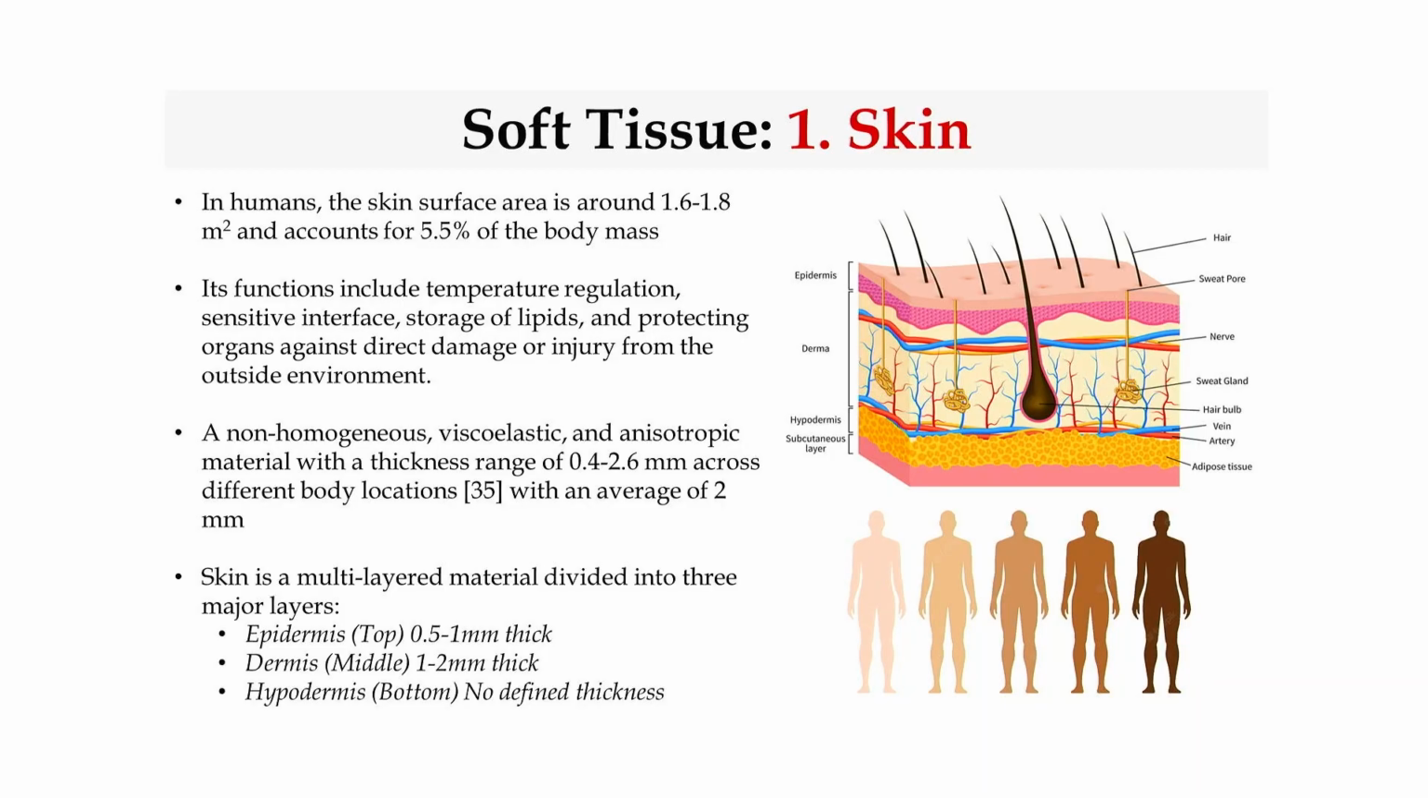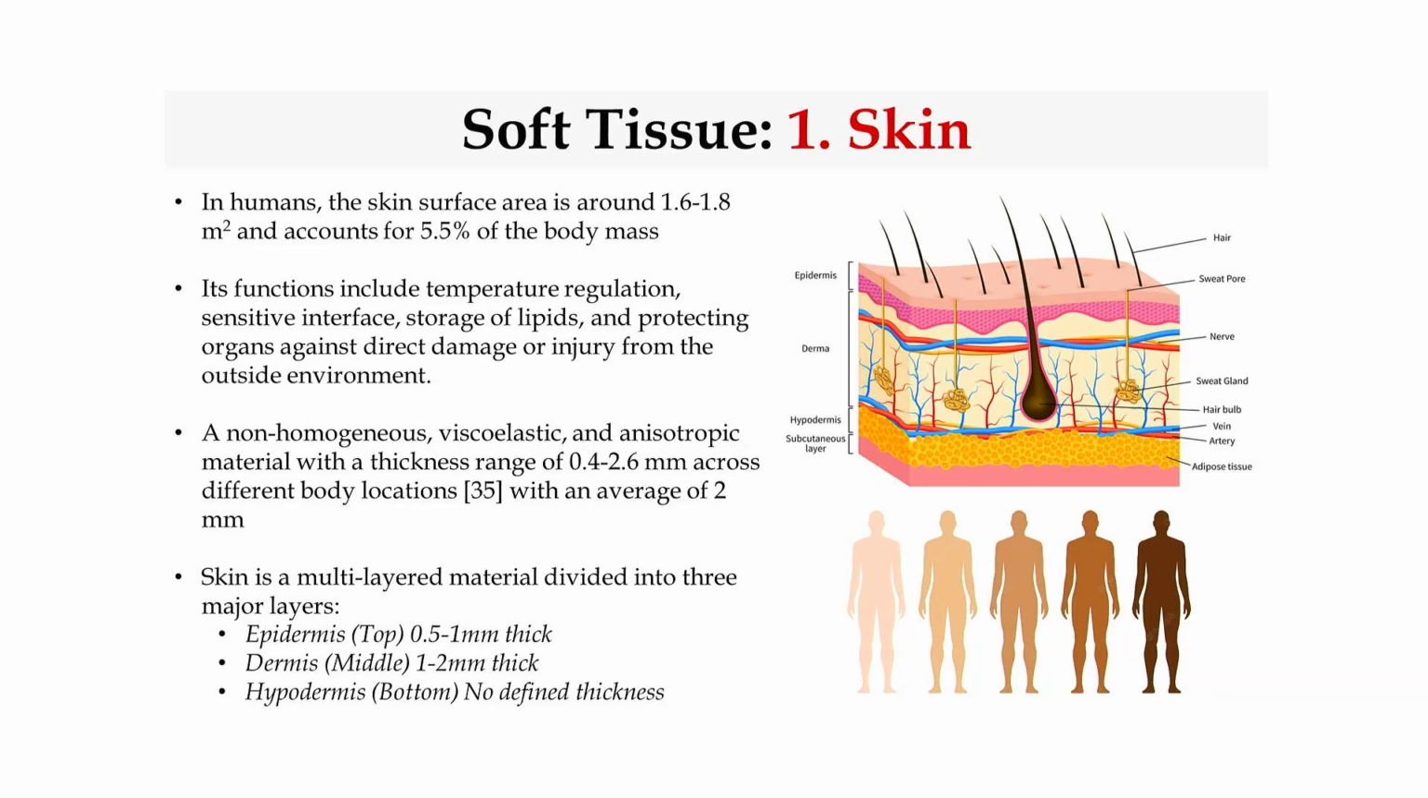So typically the skin has a thickness range of 0.4 to 2.6 millimeters, and this is across different body locations, and an average thickness of 2 millimeters. So if you're trying to use some ballpark estimate of what skin tissue thickness would be for your experiments or for your computational models, you could use 2 millimeters. That's a standard norm, right?